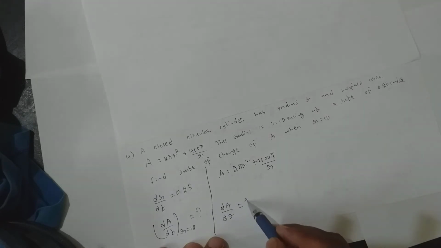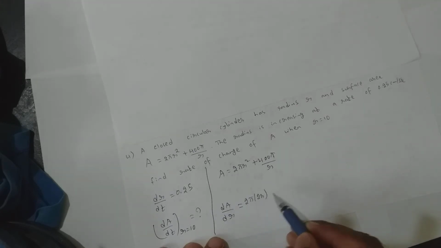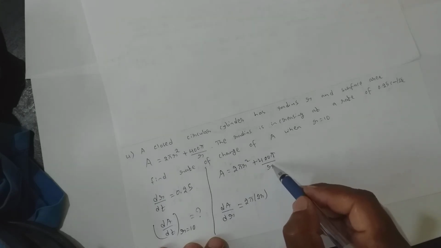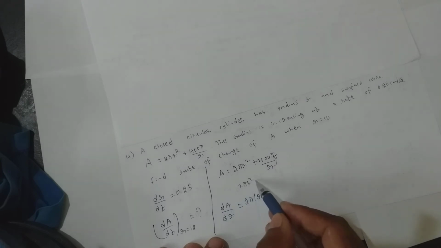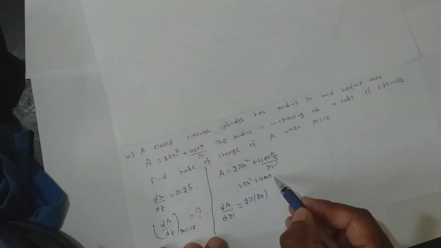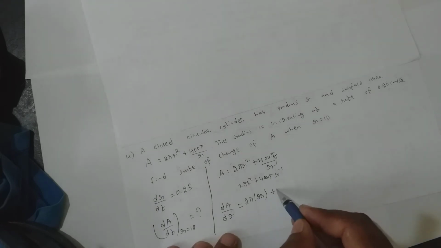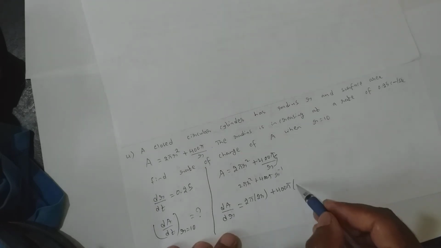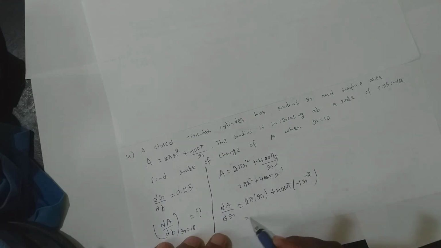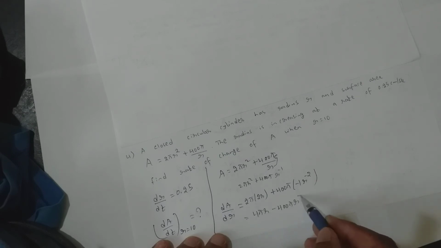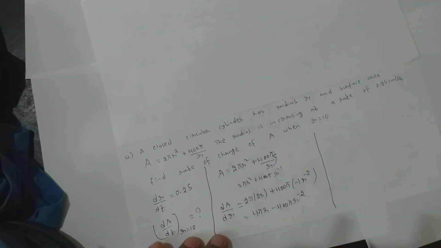Here it is 2 pi. For r square it is 2r. Here can I differentiate it directly? No, first I need to send it up. So it is 2 pi r square plus 400 pi into r power minus 1. Am I clear? Now it becomes 400 pi into minus 1 into r power minus 2. So which is 4 pi r minus 400 pi into r power minus 2 is my dA by dr.